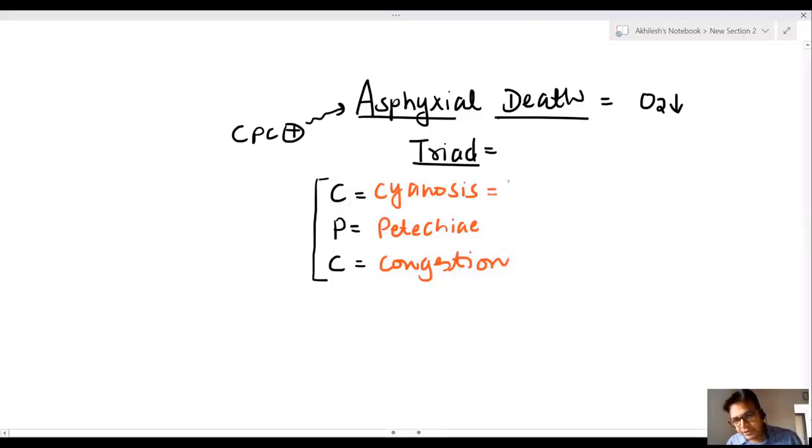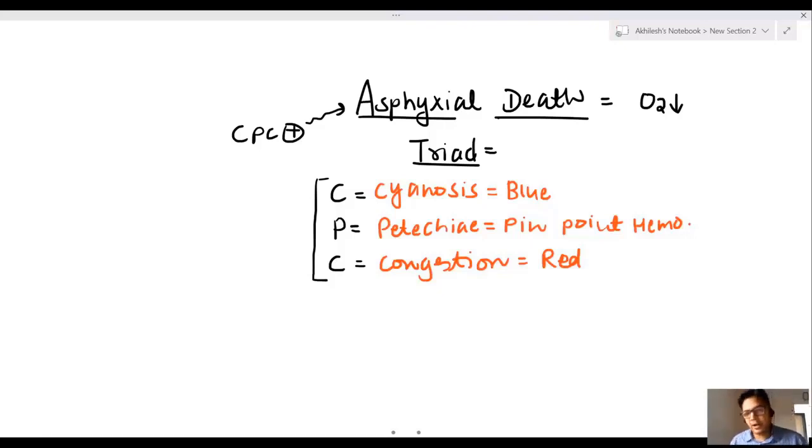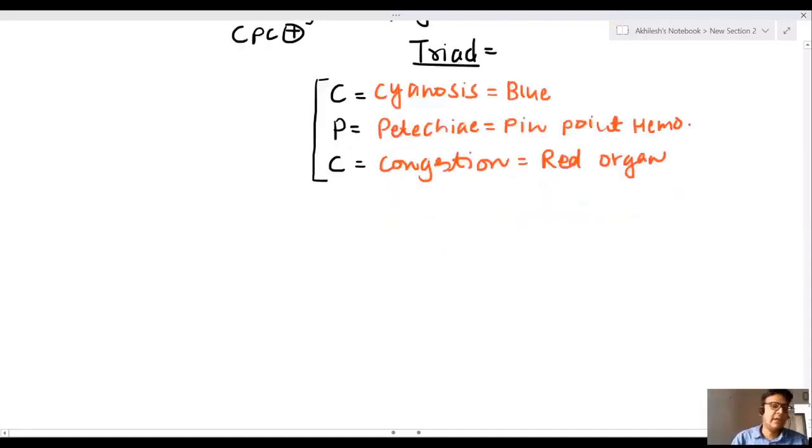Cyanosis, everyone knows, is a bluish discoloration. Petechiae are pinpoint hemorrhage. Congestion are red organs, red skin. This is known as CPC. Cyanosis is bluish coloration of mucous membrane and skin. This classical triad is known as CPC.